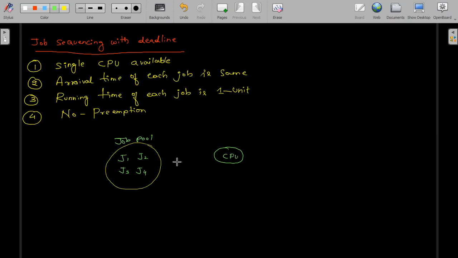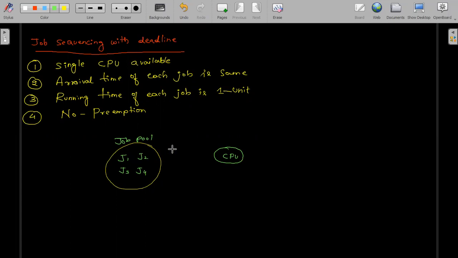All jobs are trying to execute. Please understand, all jobs are trying to execute in the CPU. That is the only resource. The CPU is going to say, everybody come and execute. All the jobs, J1, J2, J3, J4, everyone is going to say, I will come and execute. Everyone will start executing inside the CPU. But the problem is, only one job can execute in the CPU at a time. All the jobs cannot be executed in parallel. That is the problem.